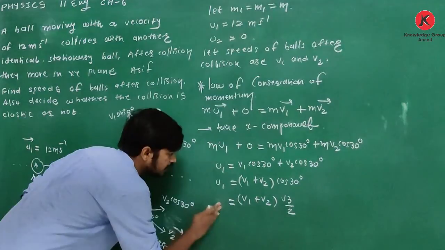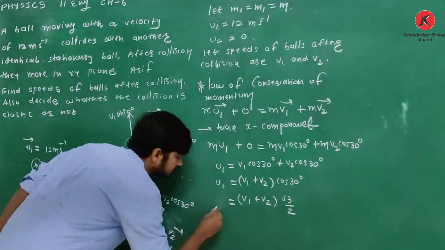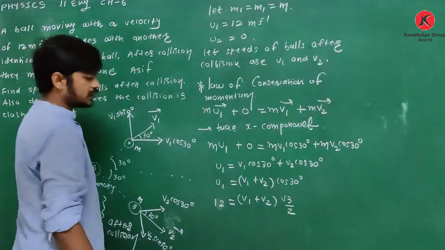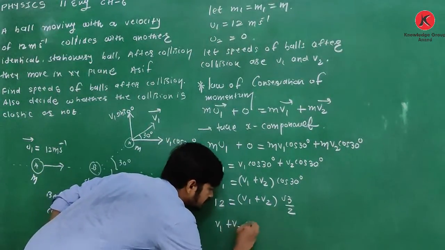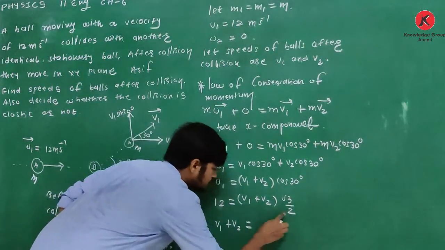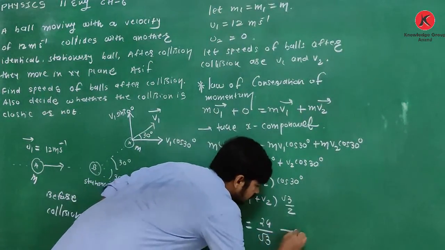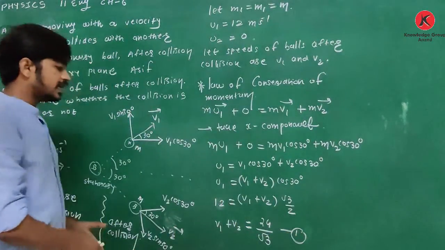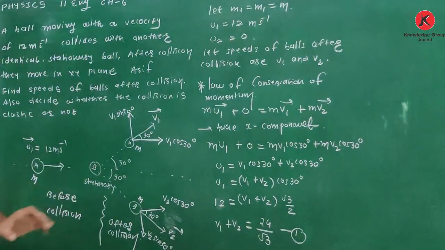And what is the value of u1? U1 you are given, it is 12 meter per second. So if I want to make v1 plus v2 the subject, then v1 plus v2 is equal to, 2 this side, so it is 24 divided by root 3. That is equation number 1. Clear about this?